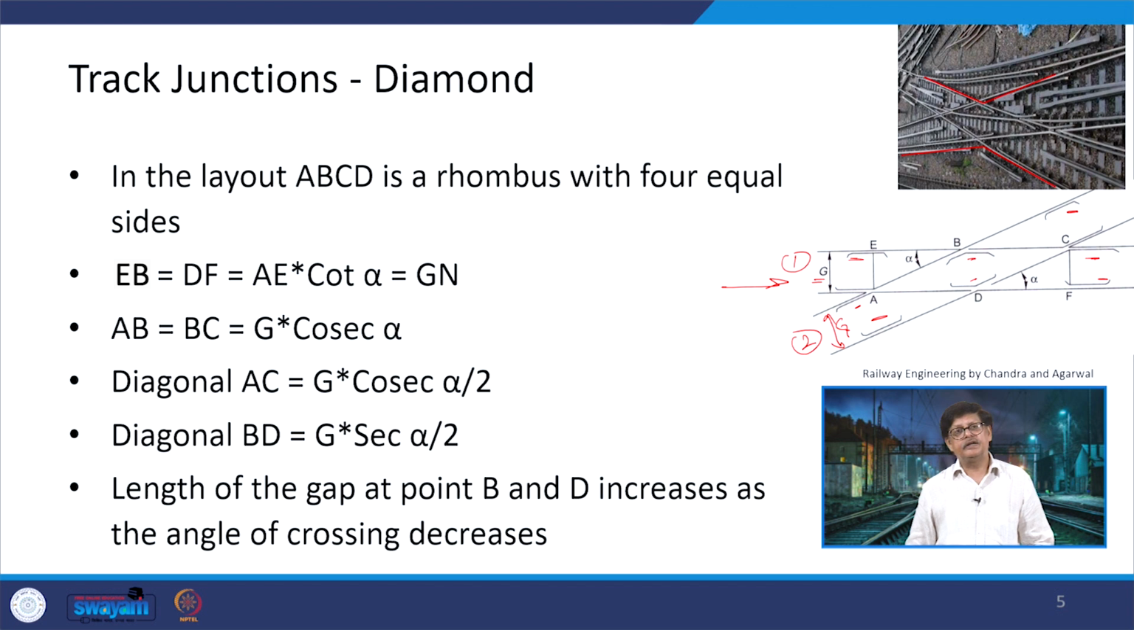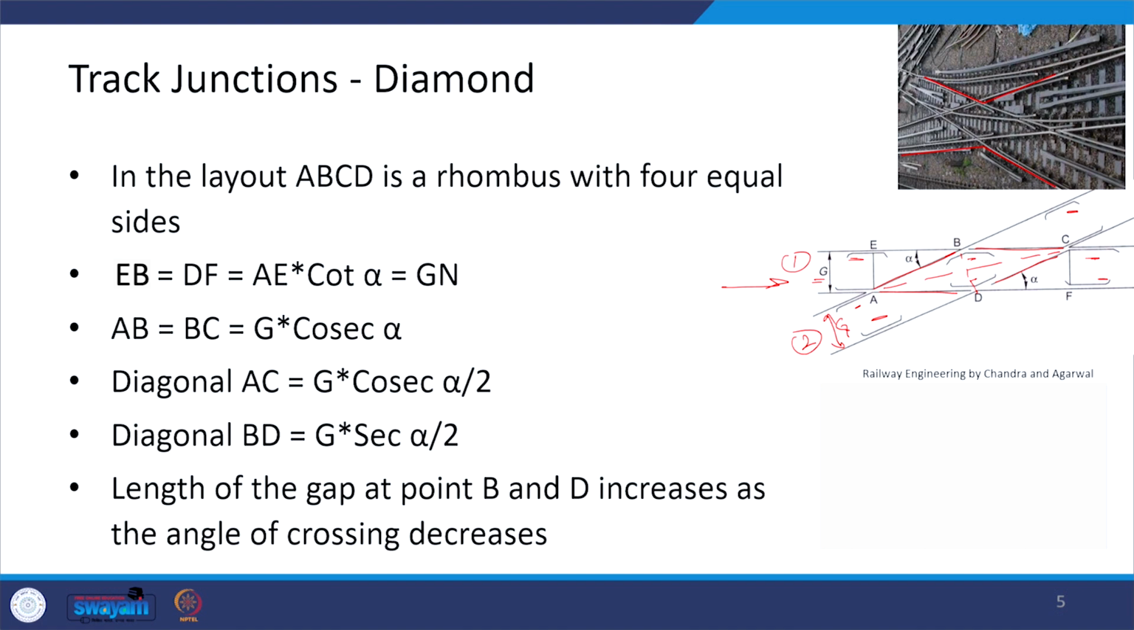So, there are different components which need to be calculated. We need to calculate AB or BC or AD or DC. We need to calculate this diagonal, that is AC, or there can be another diagonal which is BD. All of these need to be calculated so that in the field it can be set very easily.